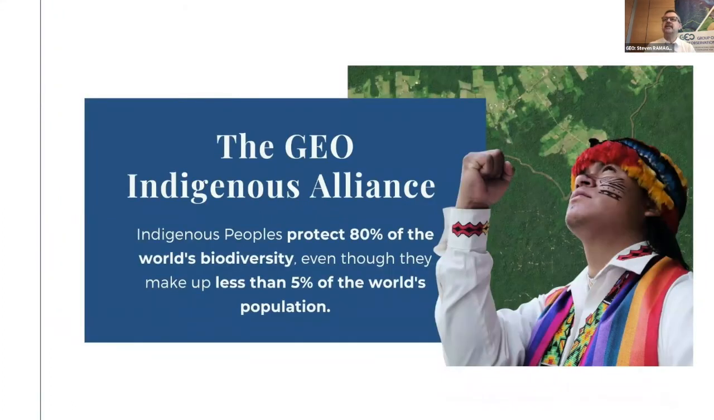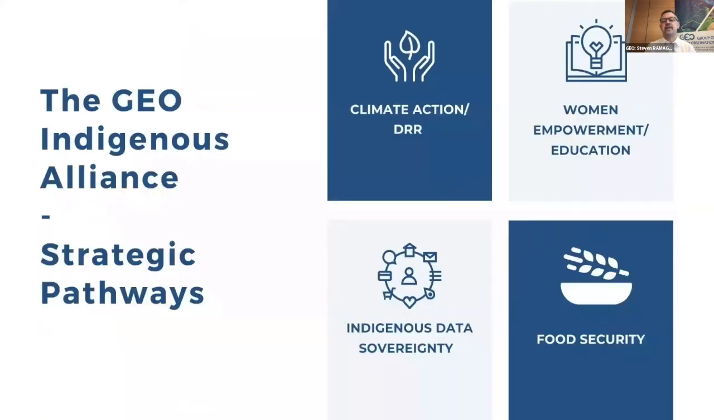In 2019, GEO created the Indigenous Alliance. This is working with underrepresented and sometimes marginalized communities who live in important and often very large areas of land, including forests and coastal regions. The GEO Indigenous Alliance is working on key activities which are linked to some of the areas I've mentioned previously, for example, climate action and reduction of disaster risk. Numerous activities are underway to bring together the traditional knowledge with state-of-the-art technologies such as Earth observations to support the work of Indigenous communities.